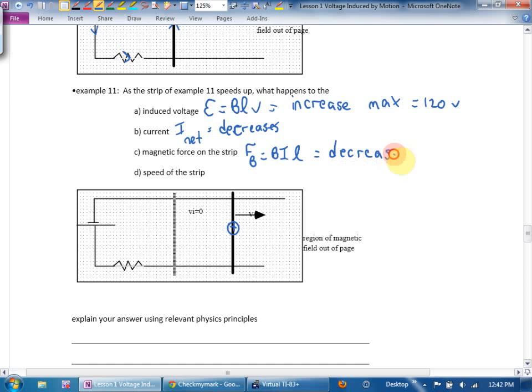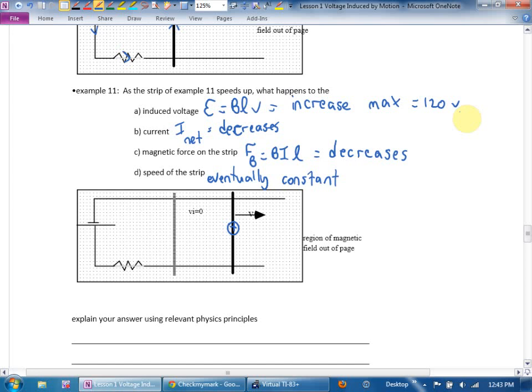And what happens to the speed of the strip? Eventually constant. When the net force is zero. When does that happen? When the current is zero. When does that happen? When the net voltage is zero. When does that happen? When your induced voltage exactly cancels out your source voltage. Oh, and you could solve for V and figure out how fast this railgun will shoot things, which is probably what they're interested in.